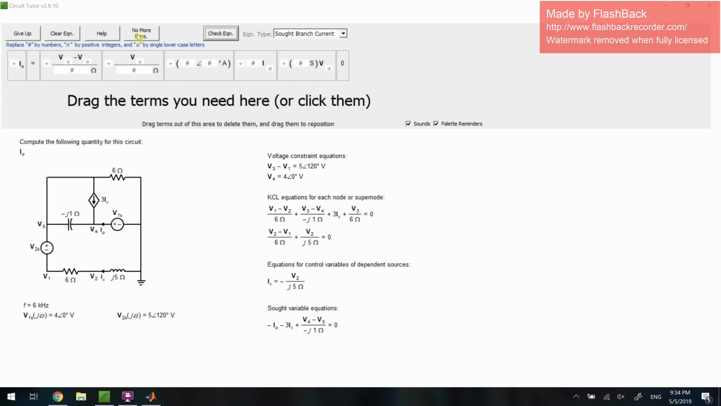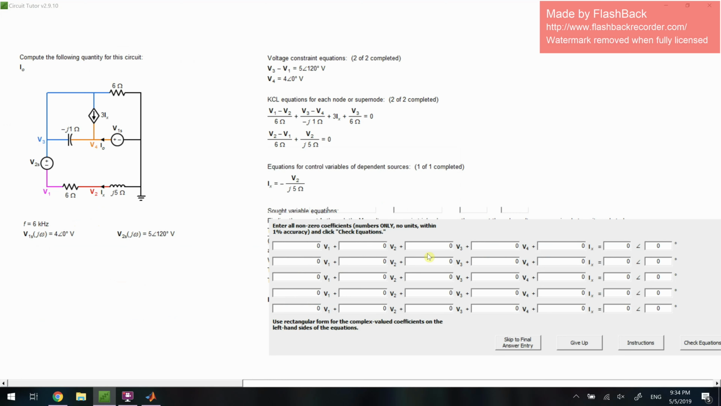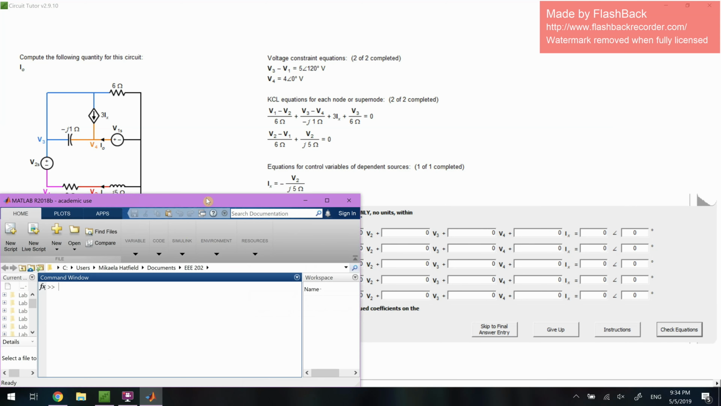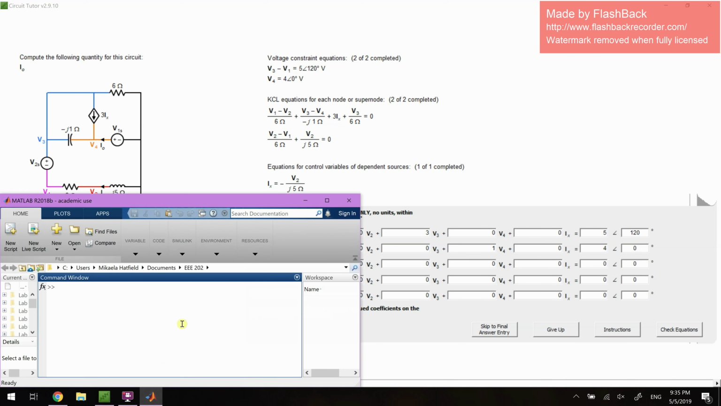And again, you can see the cursor reiterating the direction of those moves. So Circuit Tutor now is going to have us input all of these 5 equations. So the first 2 are fairly straightforward. We can see that V1 has a negative 1 and V3 has a 1 coefficient. And the solution to that is 5, 120. And then for the second equation, there's a 1 in front of the V4 and then a 40. Now the third and fourth equations are a little more tricky, so I'm going to open up MATLAB for that.